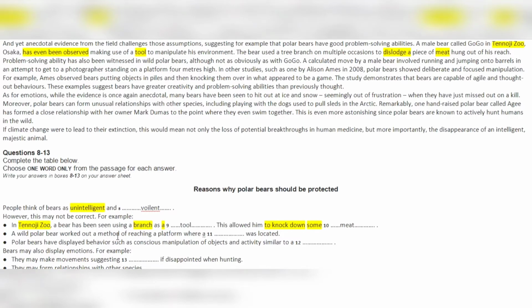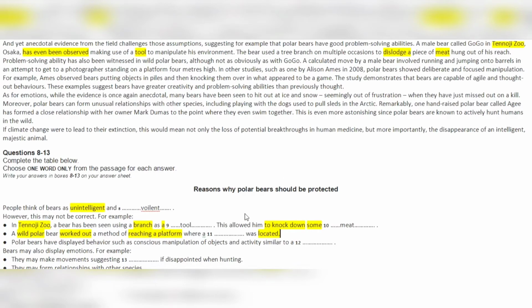So the next question is question number 11. A wild polar bear worked out a method of reaching. We underline the keywords: a wild polar bear, worked out, a method of reaching a platform where a dash. Here it is absolutely the noun.